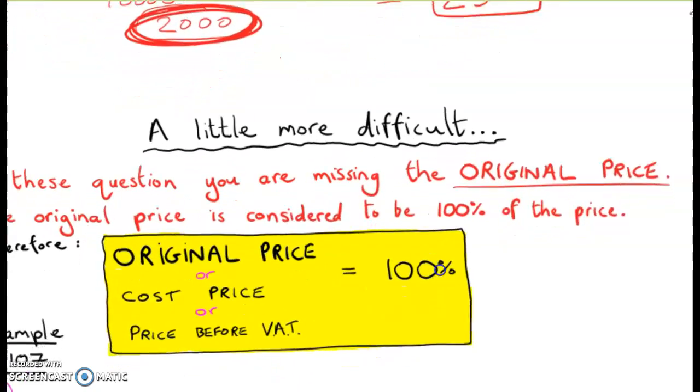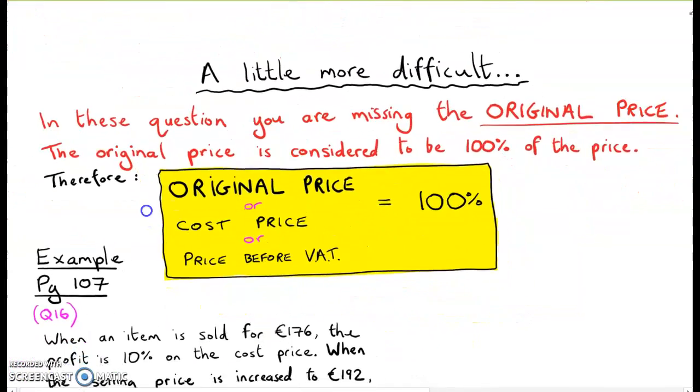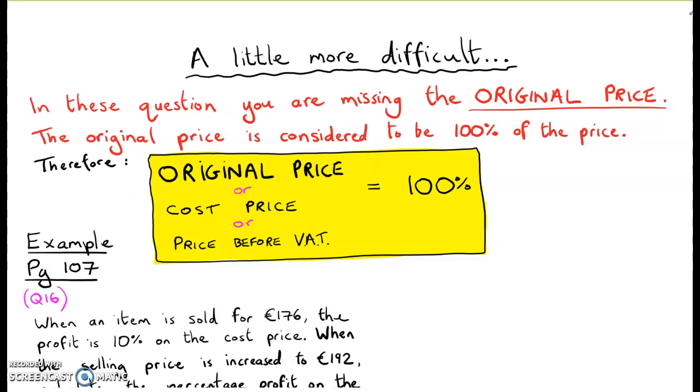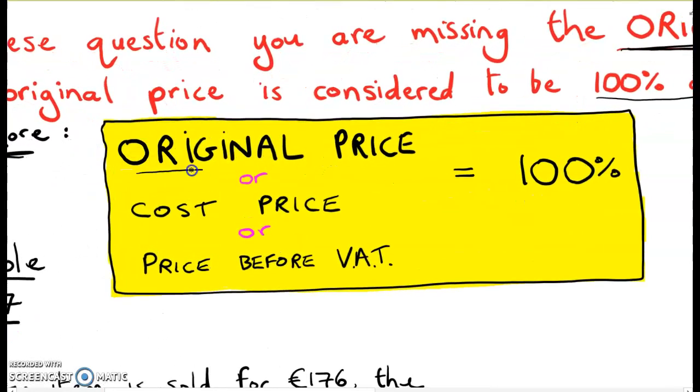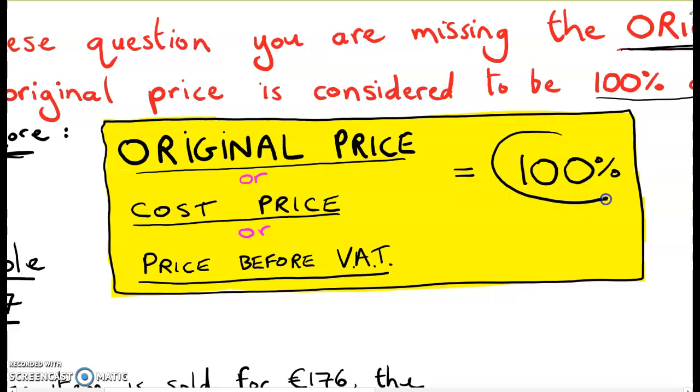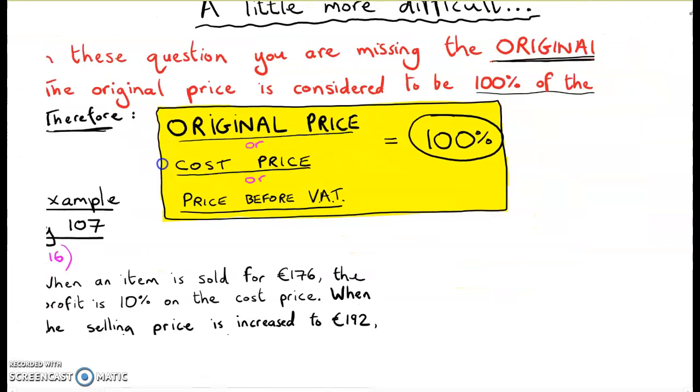Now here are a few slightly more difficult questions. In these questions you are missing the original price. They don't give it to you. The original price is considered to be 100% of the price. That's the key to bear in mind. Here's something we need to remember: the original price that you pay for an item, otherwise known as the cost price, or the price before they added any VAT, we always consider to be 100%. That's the figure that we give it.